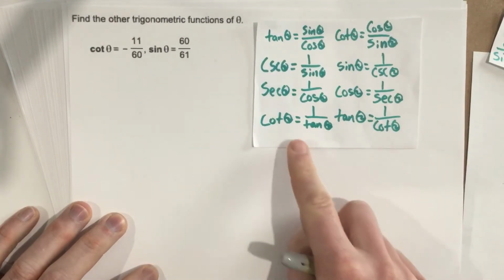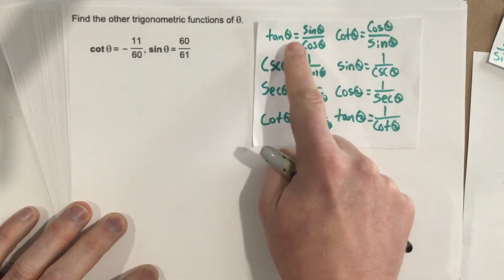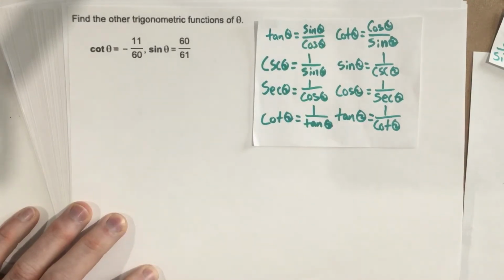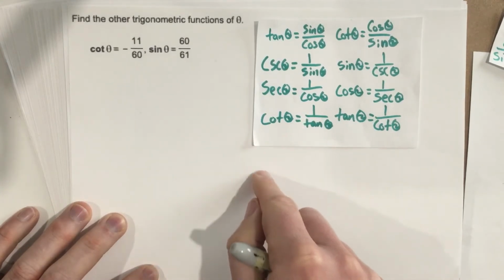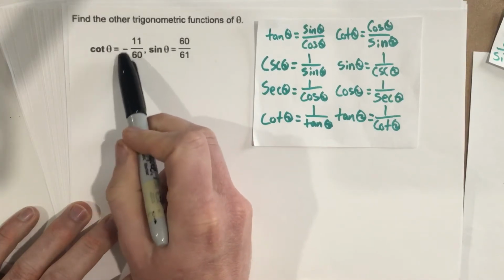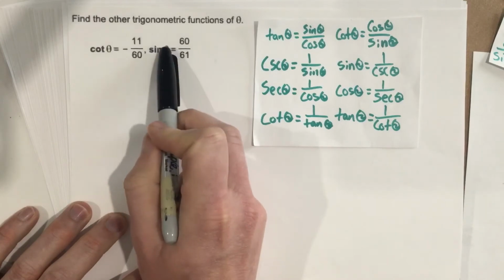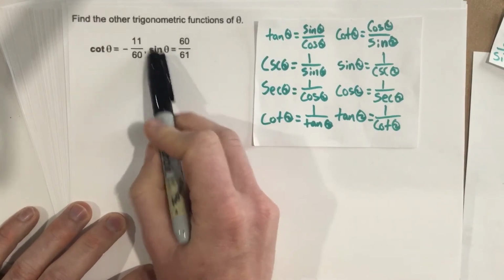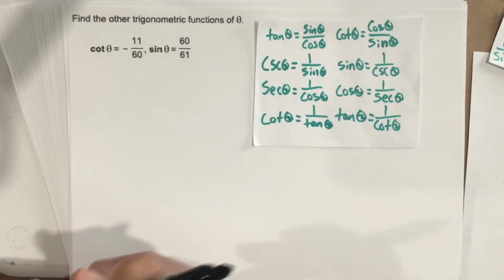if we look at our functions here, cotangent is 1 over tangent. And tangent is sine over cosine. So you could say that cotangent would be cosine over sine. Well, if cotangent is negative, that must mean cosine is negative because sine is positive here. So if sine is positive and cosine is negative, we should be in quadrant 2, right?